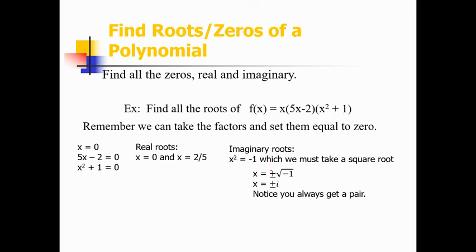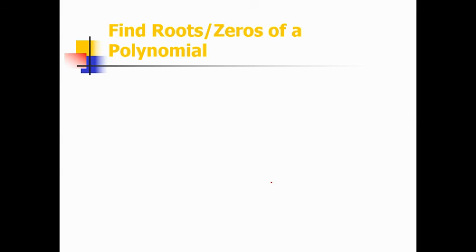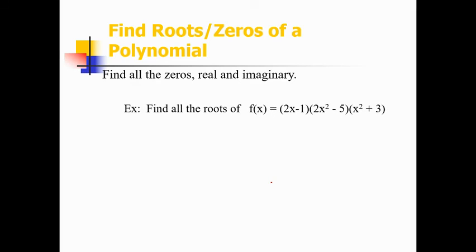And because it's an x squared, we have to take the square root. And all of a sudden, notice that we wind up with the square root of negative 1, which means that becomes an i. Also notice that we have a plus or minus, and because we have a plus or minus, we get a pair of these. All right, let's try this one more time with a different example.